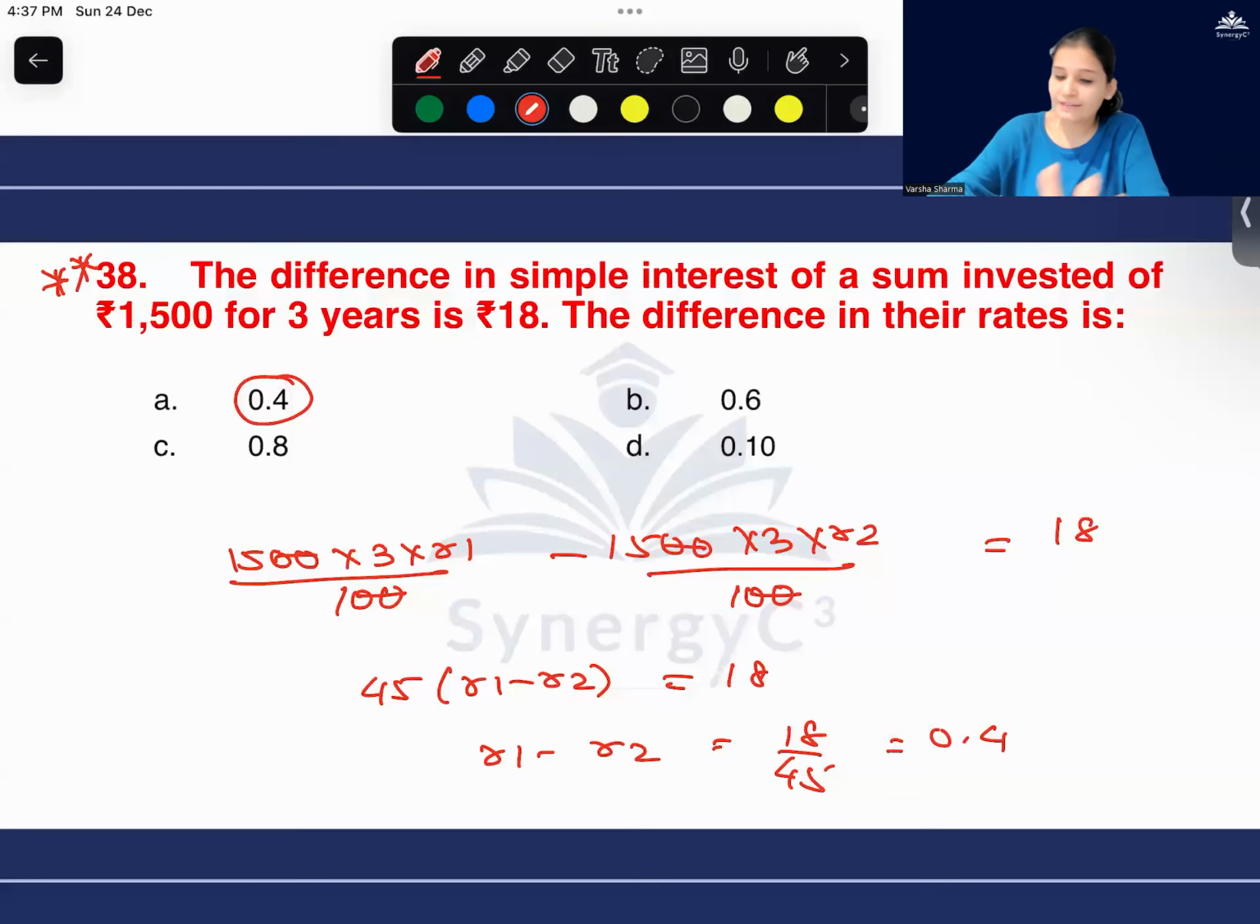Simple interest. Then I told you about simple interest. The principal remains the same. The time remains the same. What is changing is the rate in both the cases. So assuming the first rate to be R1, calculating the simple interest. Assuming the second rate of interest to be R2 and calculating the simple interest. The difference between them is 18. So we needed to calculate R1 minus R2.